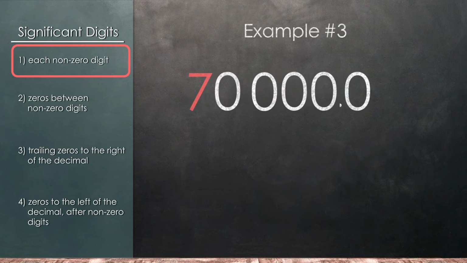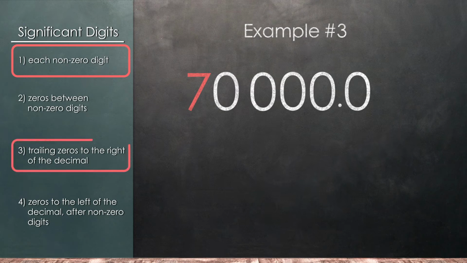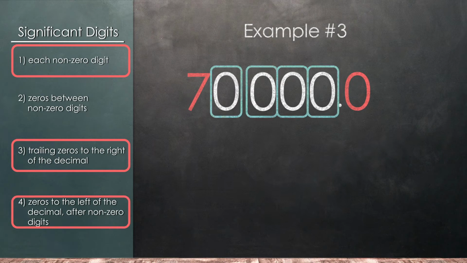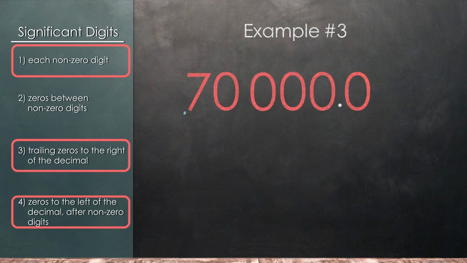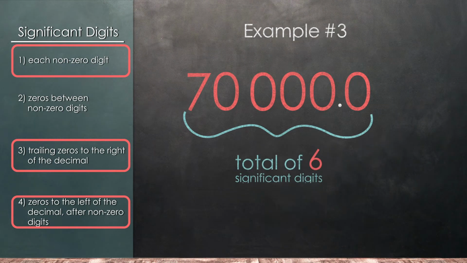However, if we add a decimal 0 to the end of the value, by rule number 3, the 0 after the decimal would be significant. And by rule number 4, the zeros between the 7 and the decimal are also all significant, giving us a total of 6 significant digits.